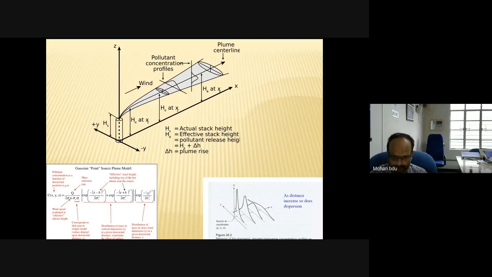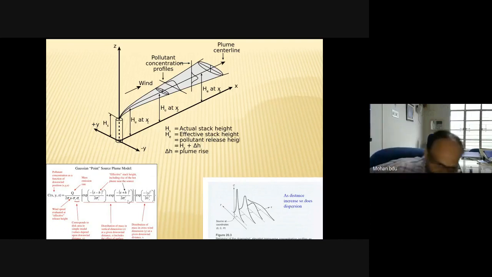So here in the picture you can see, as it moves towards the x direction, the pollutants get dispersed and the bell-shaped curve enlarges as it goes towards the x direction. So the dispersion from the source towards the x direction happens horizontally mostly, and also vertically. So as the distance increases, so does the dispersion.